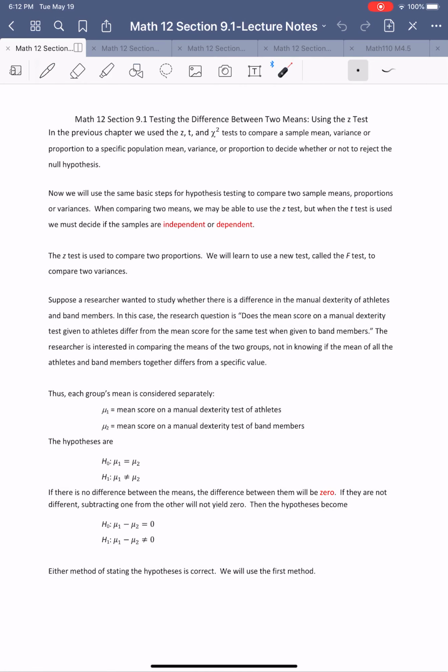Okay, hello. This is Math 12, section 9.1, testing the difference between the two means. So we are using the two populations this time. So using the z-test first, okay?